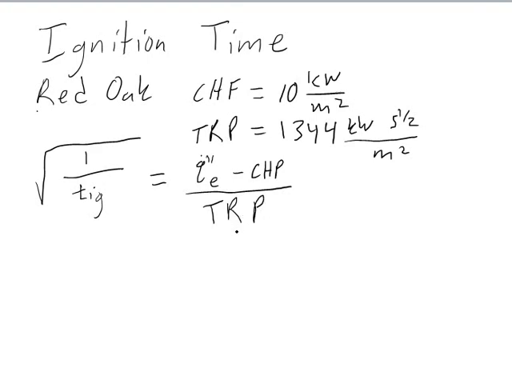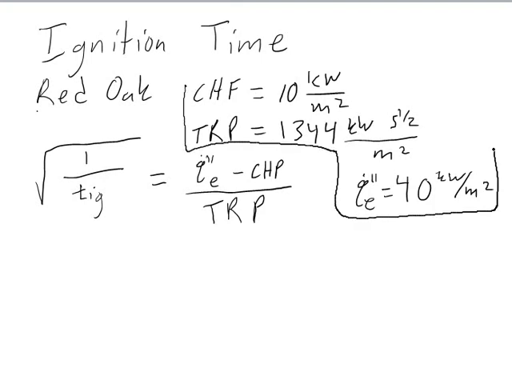So in this case we're going to use a 40 kilowatts per meter squared incident heat flux. So our q dot double prime e is equal to 40 kilowatts per meter squared. So we have these three things defined for us. We know what material we're going to use, which gets us the critical heat flux and the thermal response parameter, and we know what situation the material is going to be in, and that gives us our heat flux.